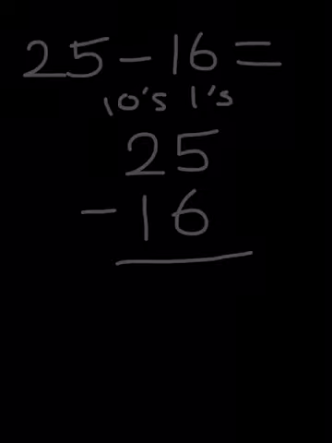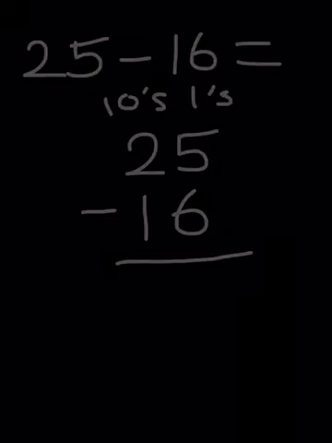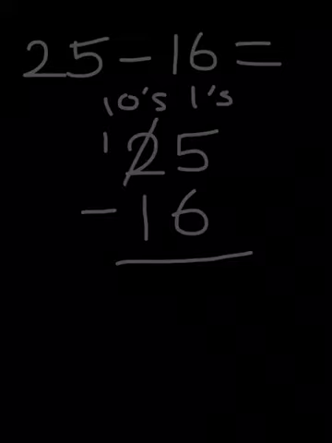Our first job is to have a look at our ones column, and we can see that it isn't possible to take 6 away from 5. So we need to try and make that 5 into a bigger number. We can do this by borrowing from the tens column. So we're going to cross off the 2 and we're going to leave 1 ten there, and we're going to put the other 10 by the 5 to make 15.